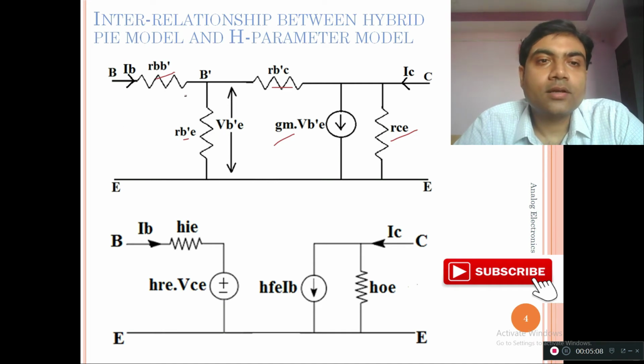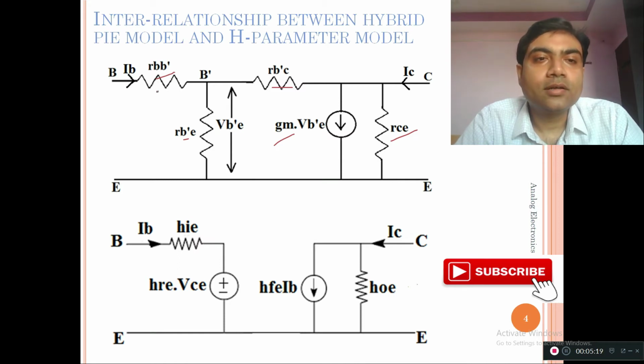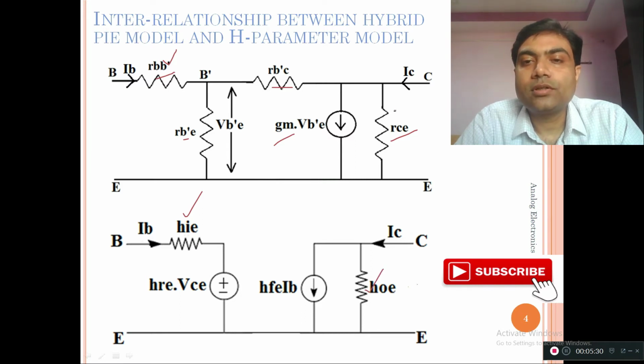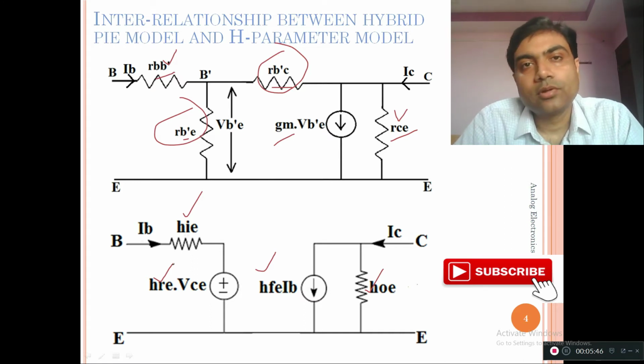Okay, so you can see that this model we drew for the common emitter transistor in case of the H parameter model, and how these two diagrams are interrelated. We can see that in place of hie we are using rb'e, and in place of hoe we are using rce. Similarly, this rb'c and this rb'e are related with hre and hfe. How they are related we will see when we go through the derivations.